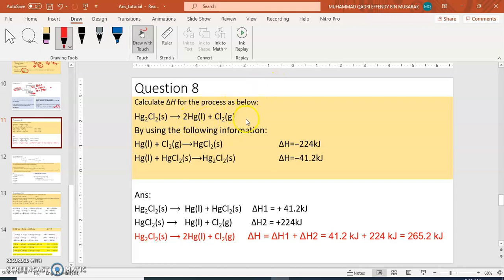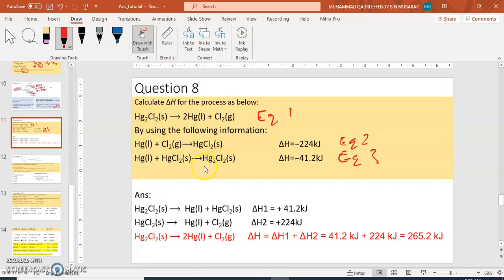We can name it equation 1, this one equation 2, and equation 3. By using the following information, we need to determine the delta enthalpy for this process. So we can use Hess's law. By using Hess's law, we can determine the enthalpy of any reaction that we want to know.